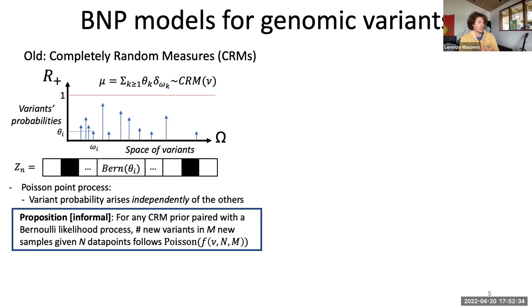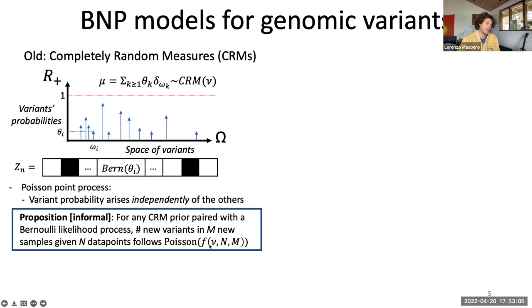And so a consequence that Federico has hinted at is that whenever we choose a completely random measure prior and we pair it with a Bernoulli point process as I've described here, then the predictive law will be a Poisson distribution. And you cannot escape that. The reason is that you are in this completely random measure world, so Poisson point processes. And importantly, the parameter of this Poisson will depend on the observed sample only through the sample size. And all the sample information will be captured by some hyperparameter nu, that is typically a hyperparameter of the process.